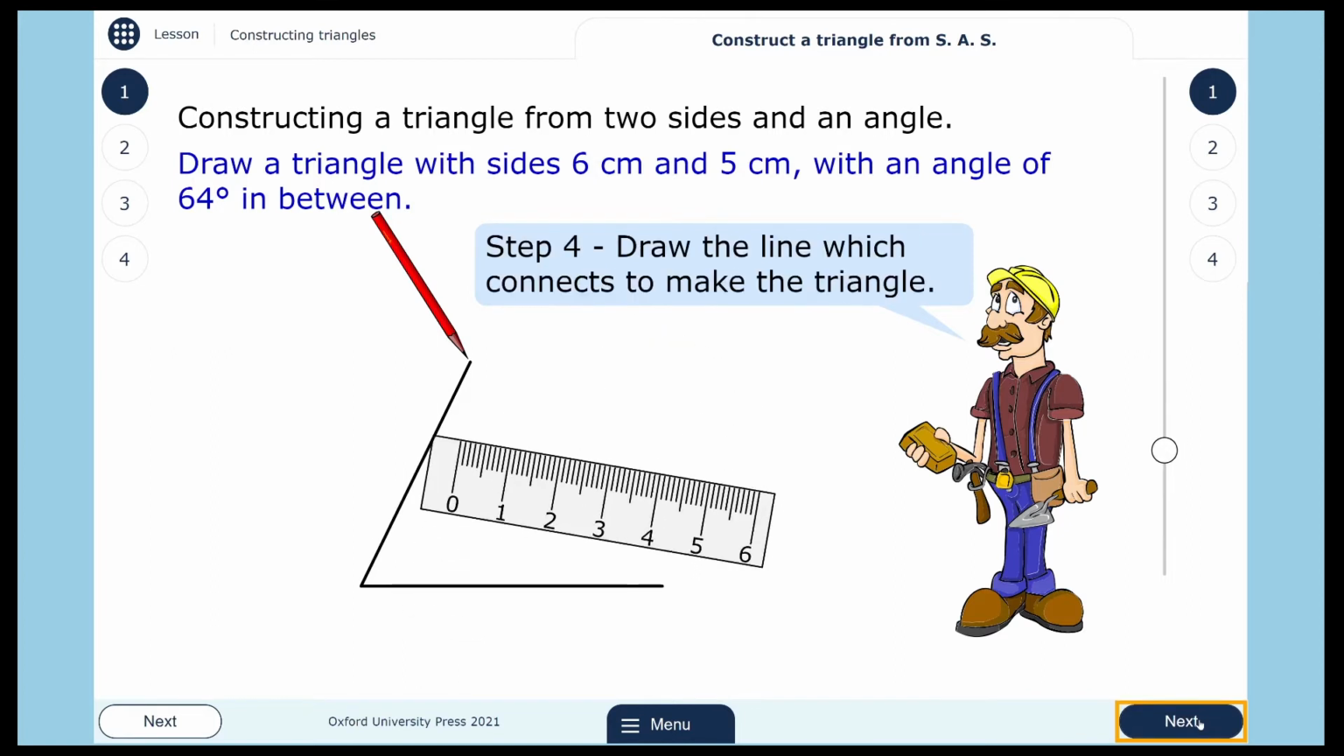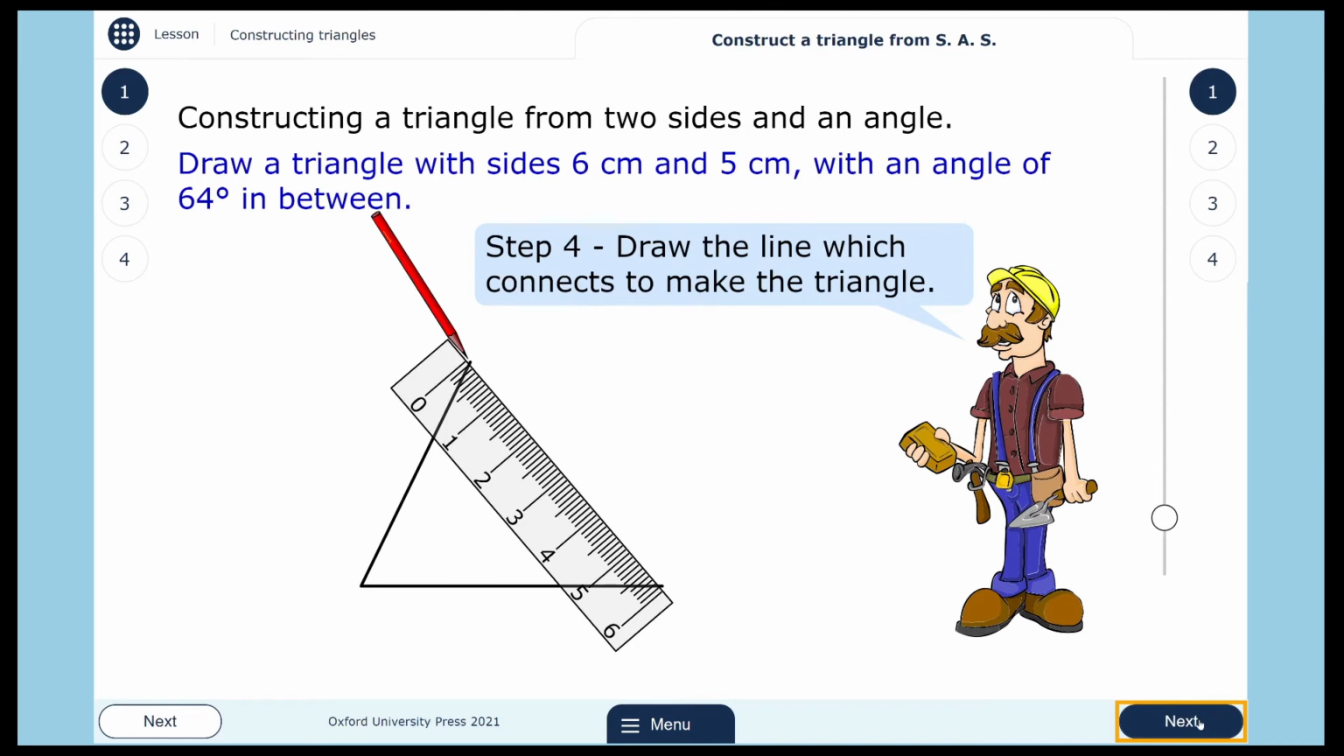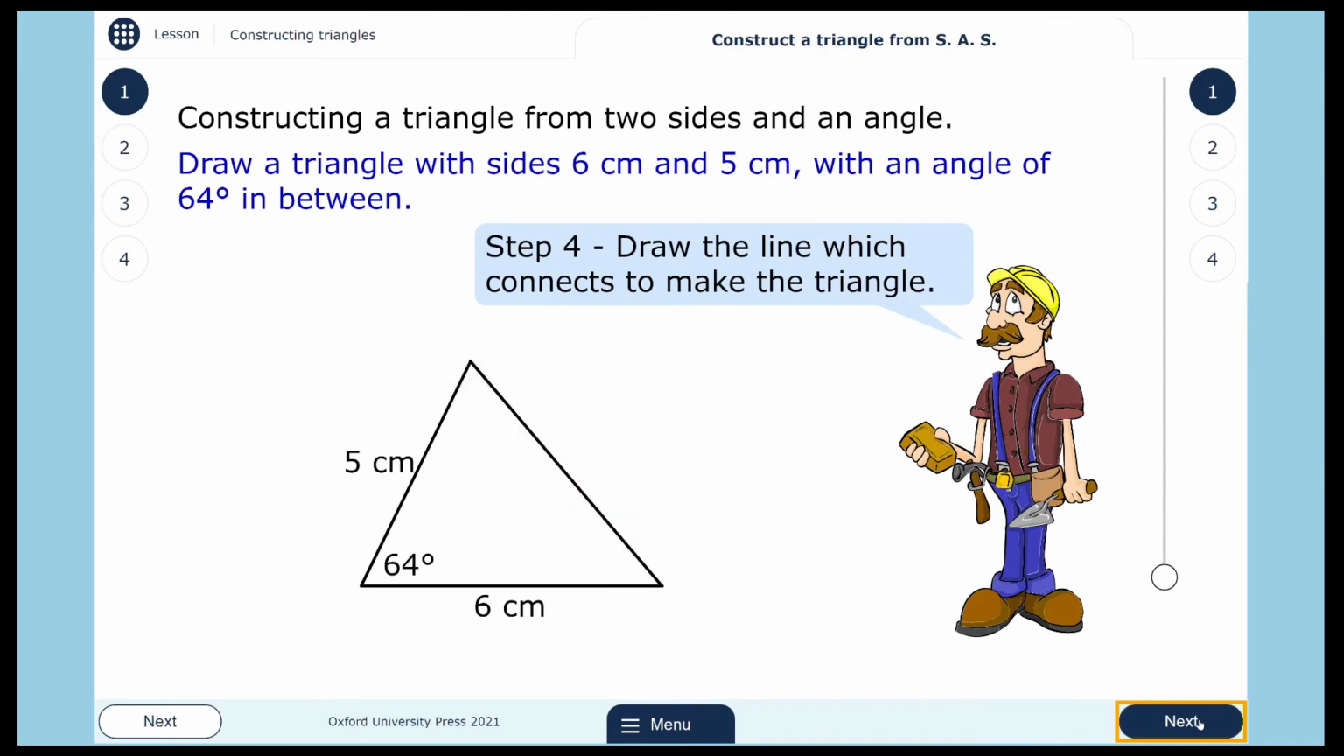Lastly, you can join those 2 lines together to complete your triangle. Make sure at the very end you label your triangle so you know which angles and which lengths you were given.